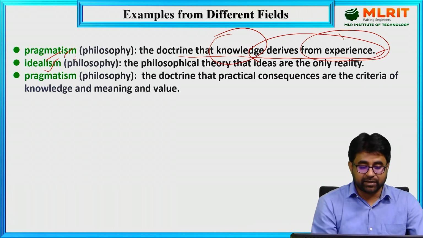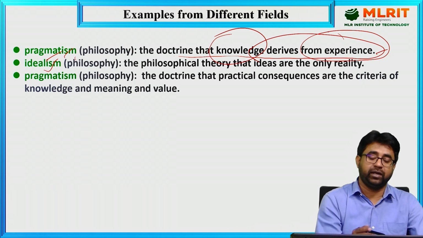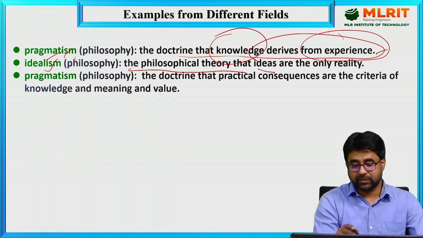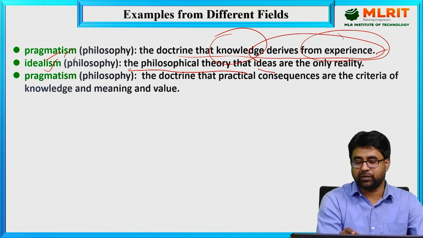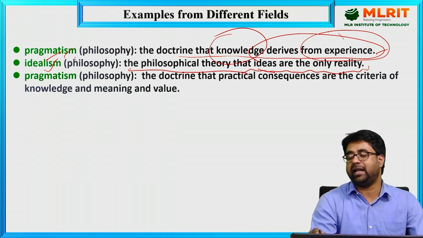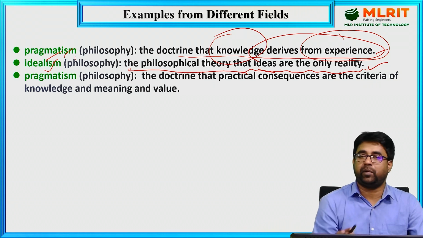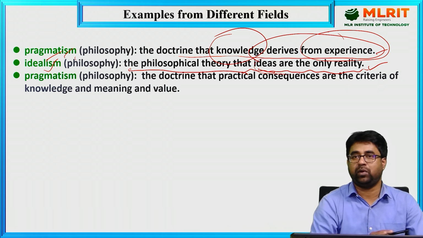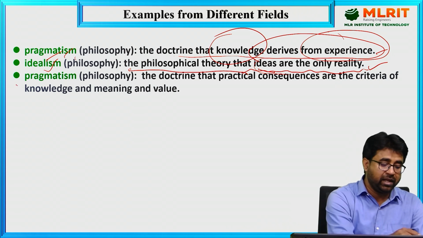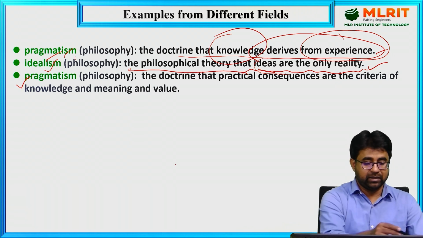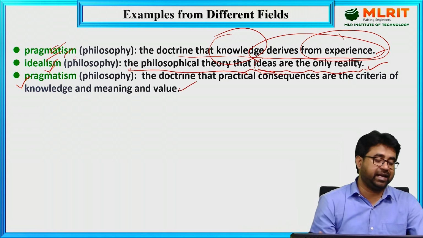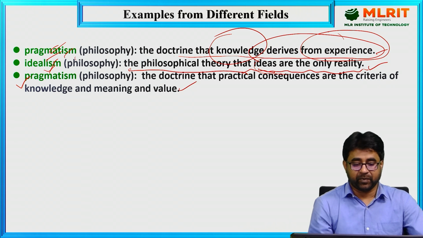Idealism. What is the meaning of idealism? It is also a branch of philosophy. And what is the meaning? The philosophical theory that, it's not a branch of philosophy, it's a theory of philosophy. Theory that ideas are the only reality. So this is one important thing. Idealism is a kind of philosophy or theory that considers that ideas are the only reality. No other things are real. Only ideas are real. Fine. So these are all examples of what? Technical vocabulary. Please understand that. So I hope it is clear.